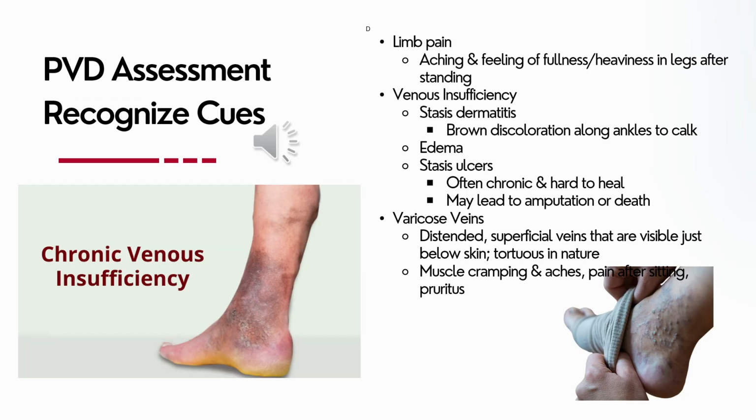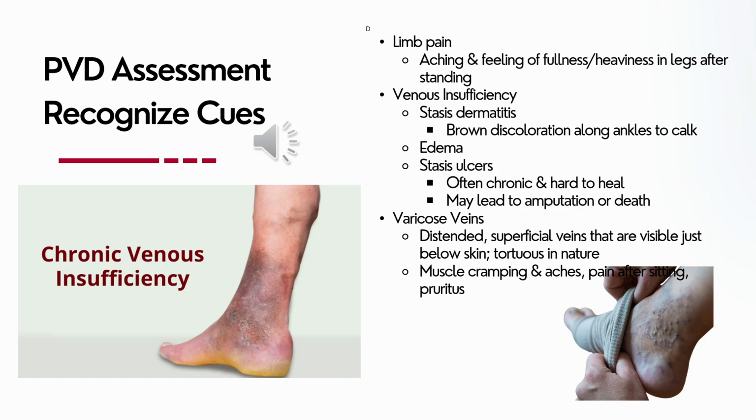All right, so moving into our nursing assessment. So peripheral venous disorders usually present with characteristic signs and symptoms that help us recognize underlying venous insufficiency or varicose veins. Again, like I said, we're focusing on venous insufficiency and varicose veins, not DVTs for this lecture. So starting with limb pain. So patients usually describe an aching sensation or a feeling of fullness or a heaviness in their legs that happens after standing for a prolonged period of time.